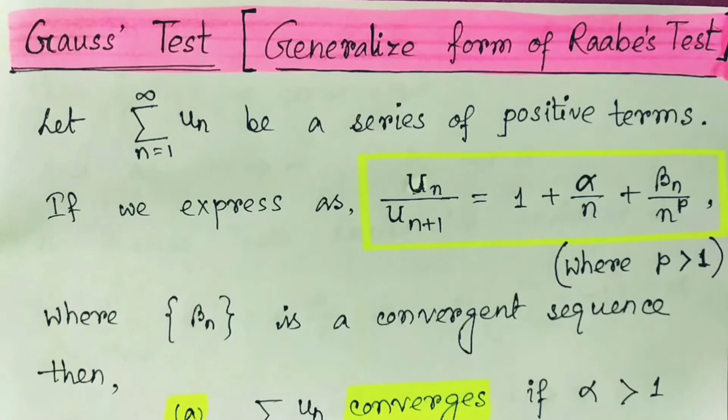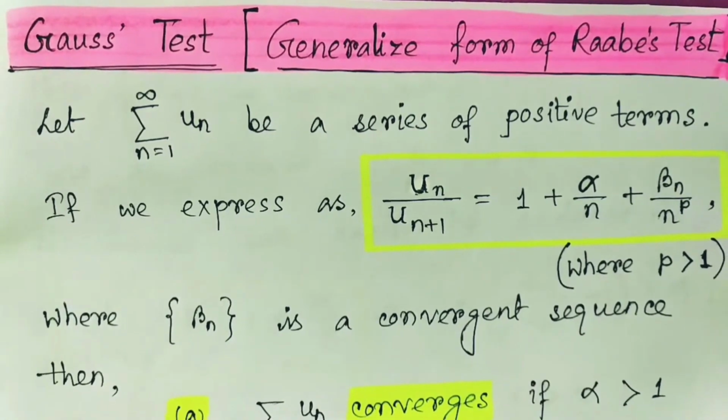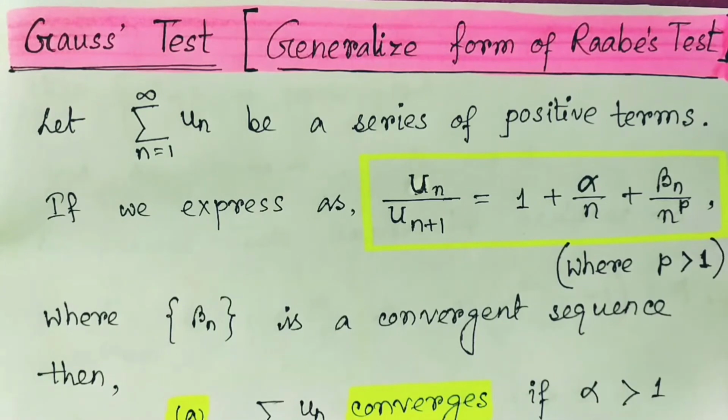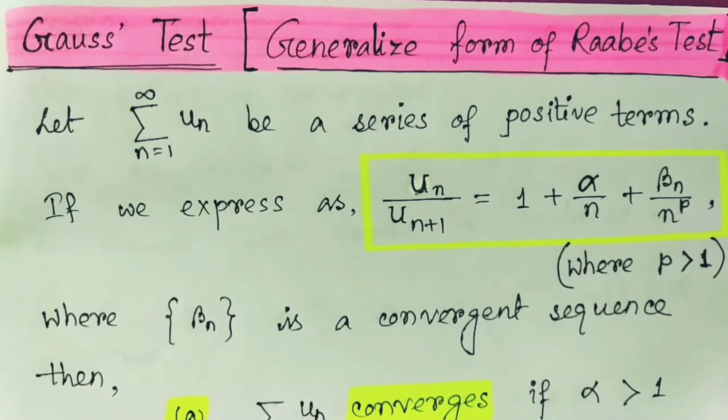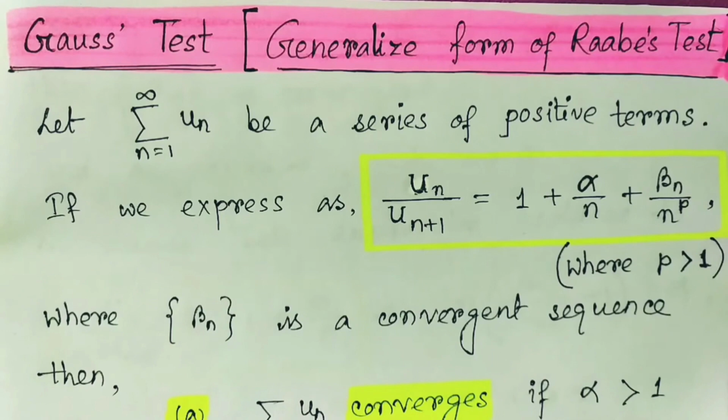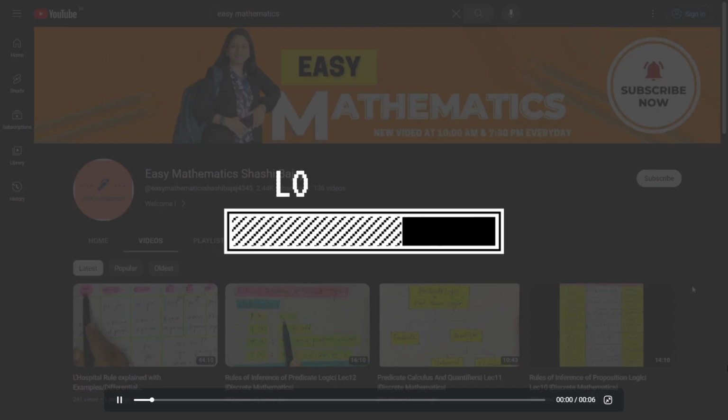I hope you have gone through all the previous videos where we considered the different tests. So far we have considered the comparison test, D'Alembert's ratio test, Cauchy root test, then the Raabe's test. And I told you that Raabe's test is one particular form of the Gauss test. So we can say the generalized form of Raabe's test is the Gauss test.